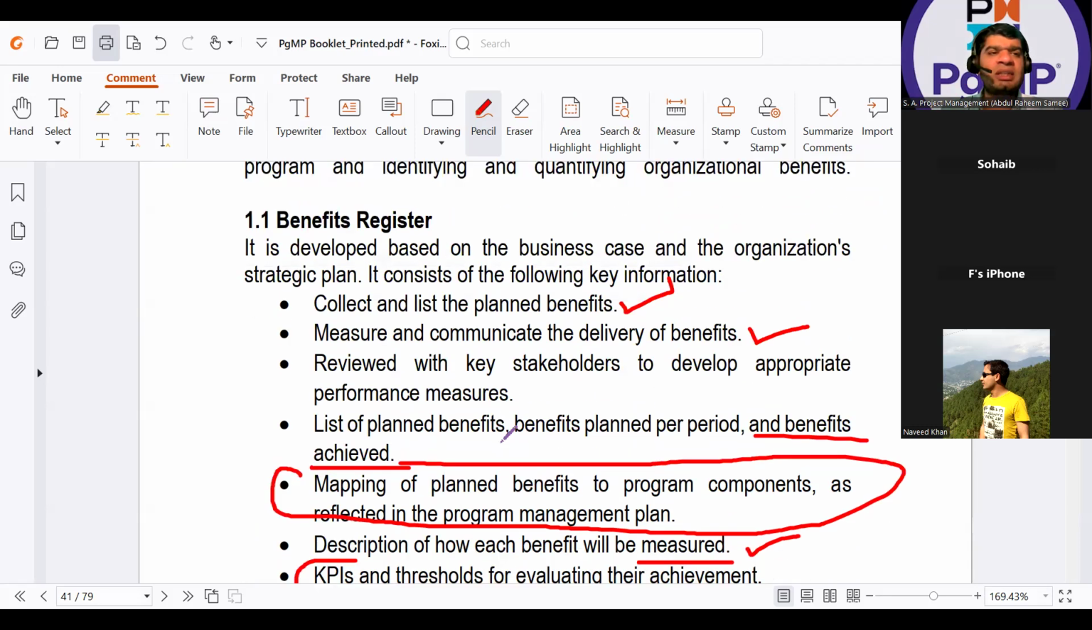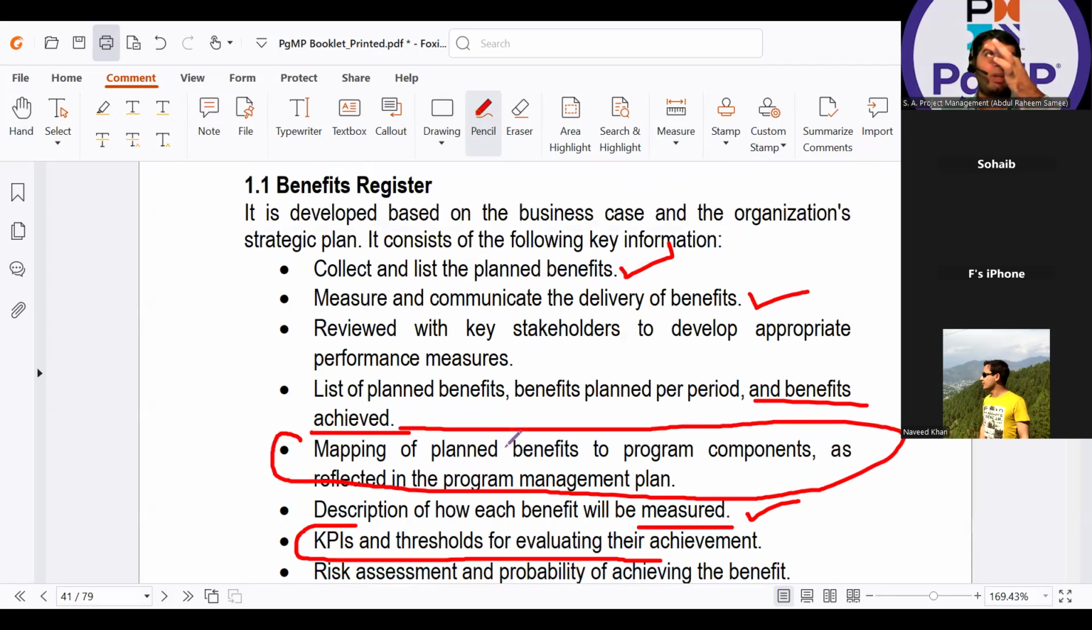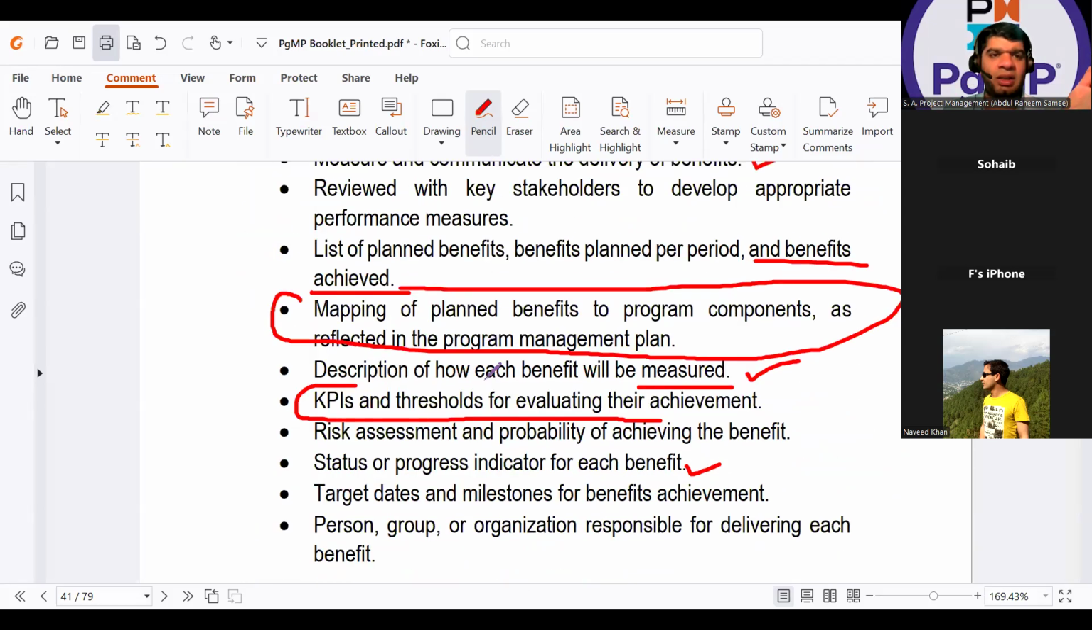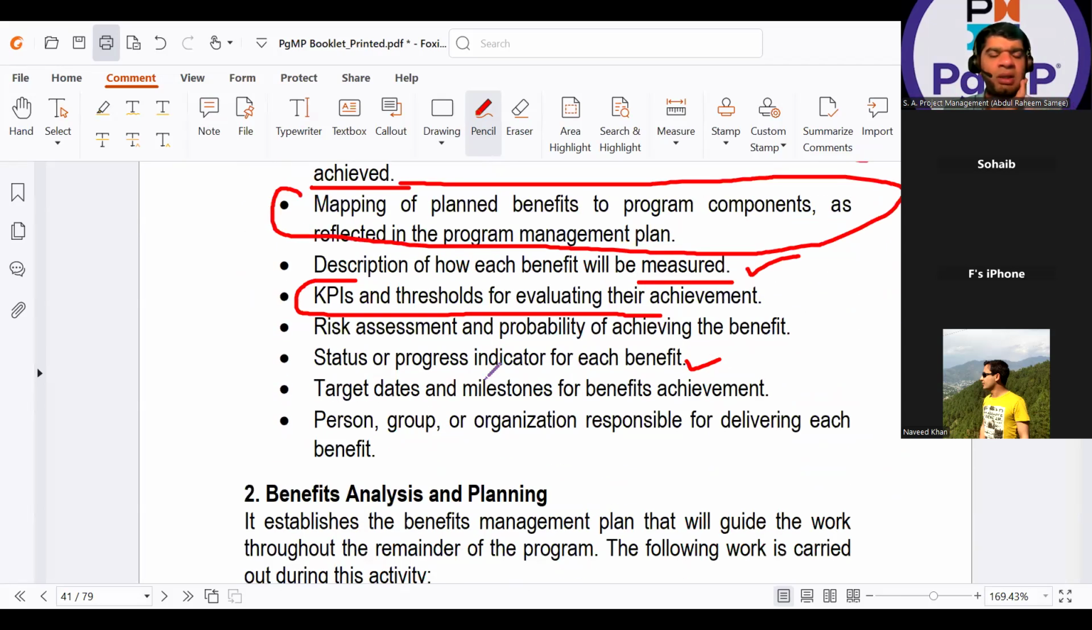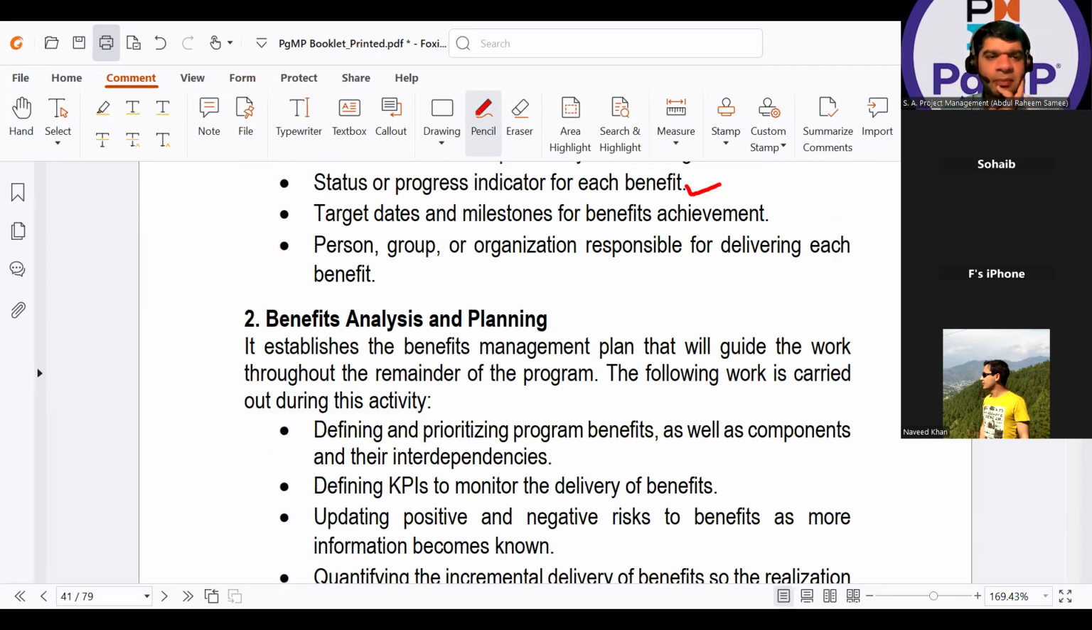Any confusion in this benefit register, or let us first finish the benefit management plan, then we can have 2 minutes of questions on those two things, okay? Because a lot of students have confusion in this.